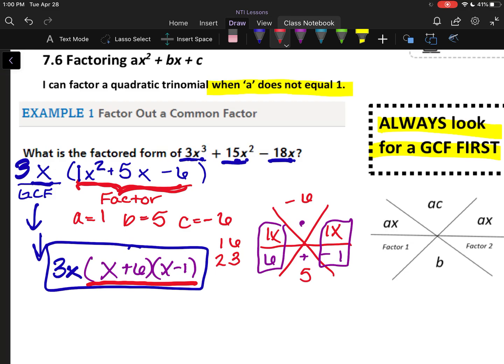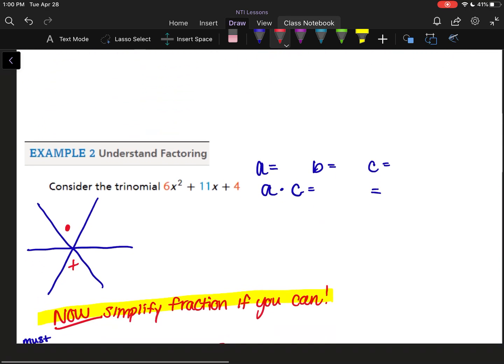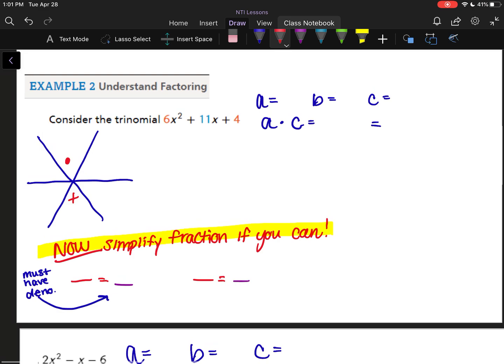Well, what about when there's not a GCF? Let's jump into it. Let's list our ABCs. A is 6, B is 11, C is 4. So that means we actually have an AC value. Now remember that's A times C. So that's going to be 6 times 4, which is going to be 24. This AC is new. We actually have an AC value now, so let's use it.